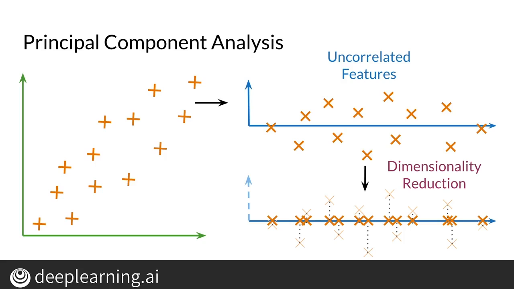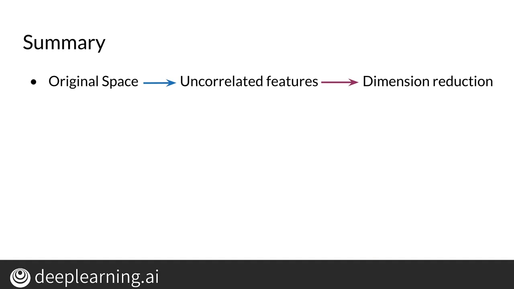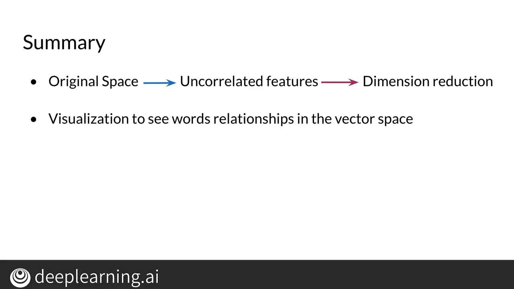Along with how to get uncorrelated features, you'll also project your data for a representation in a lower dimension while retaining as much information as possible. Let's do a quick review before you go. PCA is an algorithm used for dimensionality reduction that can find uncorrelated features for your data. It's very helpful for visualizing your data to check if your representation is capturing relationships among words.